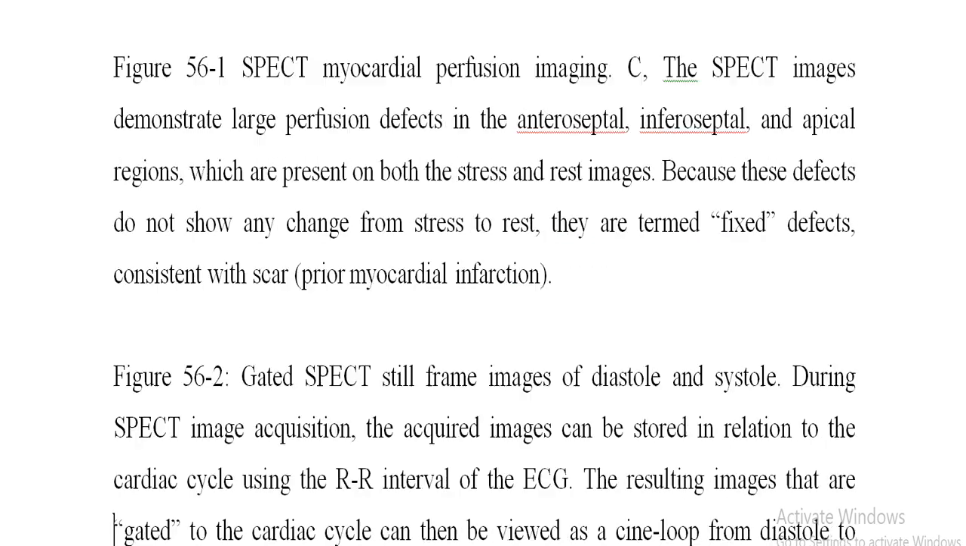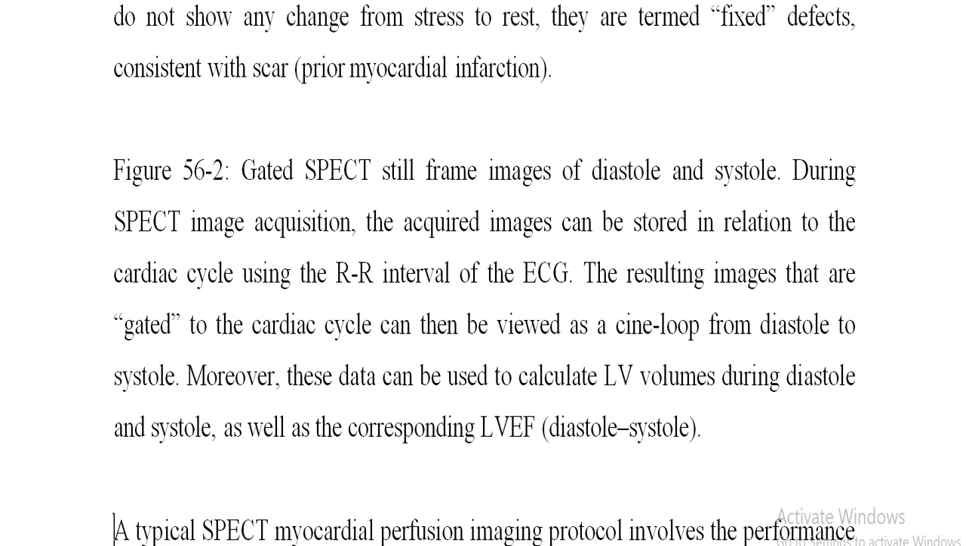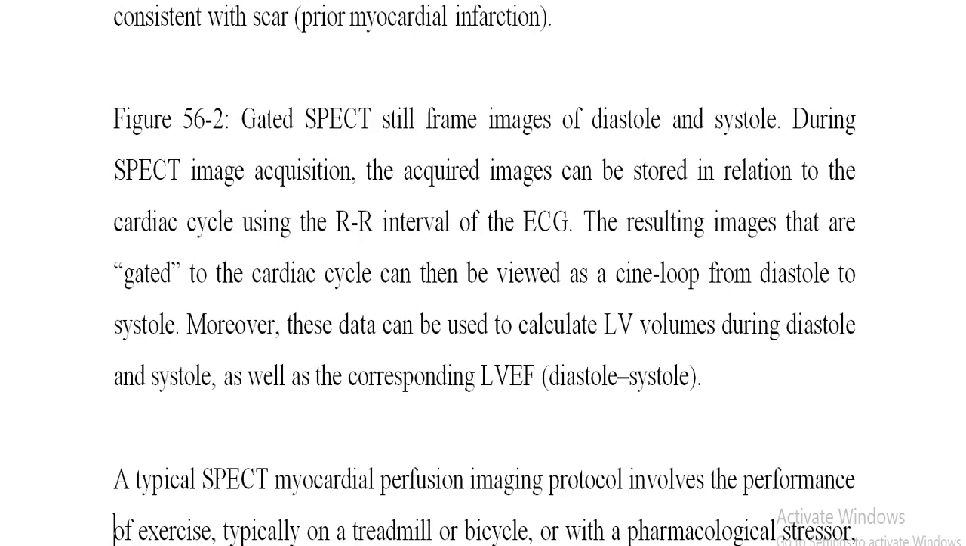Figure 56-2, gated SPECT still frame images of diastole and systole. During SPECT image acquisition, the acquired images can be stored in relation to the cardiac cycle using the RR interval of the ECG. The resulting images that are gated to the cardiac cycle can then be viewed as a cine loop from diastole to systole. Moreover, these data can be used to calculate LV volumes during diastole and systole, as well as the corresponding LVEF.